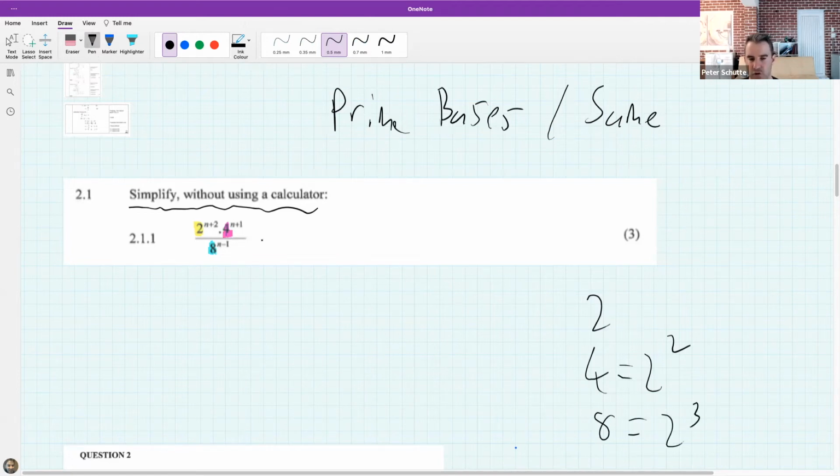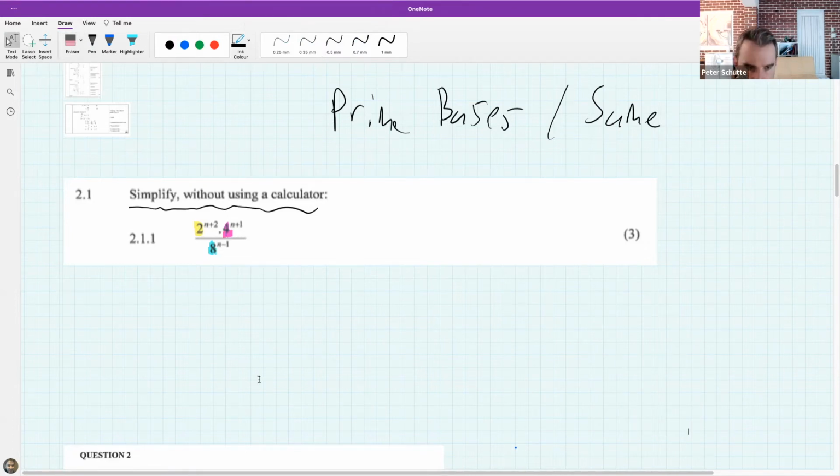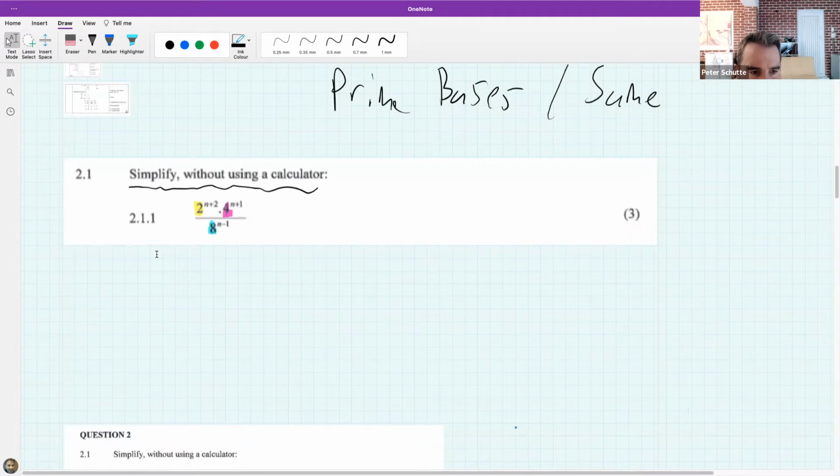So I'm going to let you try and solve this now, but my tip to you is convert the bases to be prime numbers that are as much as possible the same base. And then let's just see how you do now by yourself, and we'll go from there. And I'll come along.